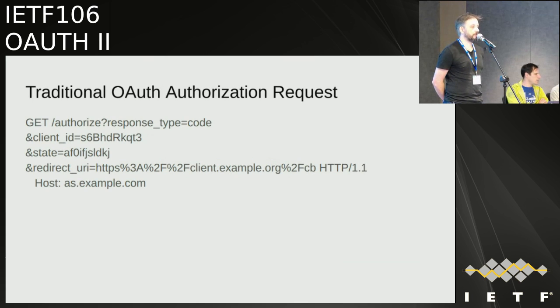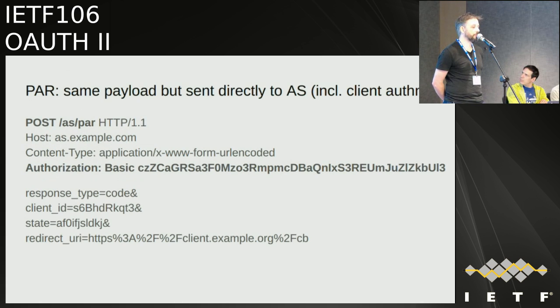All right, so how does it look on an HTTP level? That's a traditional OAuth request, so it's a GET that's sent from the user agent to the AS authorization endpoint. What we do is we define a new pushed authorization endpoint at the AS, and it takes the same parameters in exactly the same encoding and sends it via POST request. That's the modification. And what you also see on that request, you can easily authenticate the client.